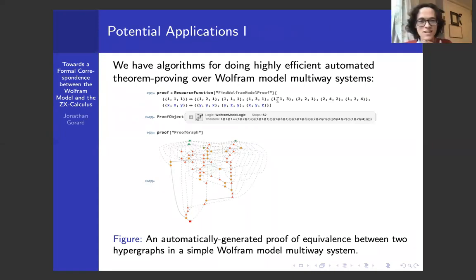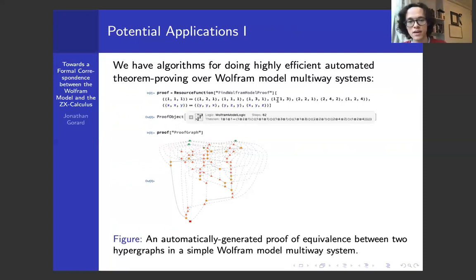But I'd like to finish by mentioning a couple of other directions which I think might be of interest to the more general ZX calculus, quantum information, categorical quantum mechanics community. One of these is an application of the formalism we've developed for doing automated theorem proving, automated rewriting and automated verification over algorithms.